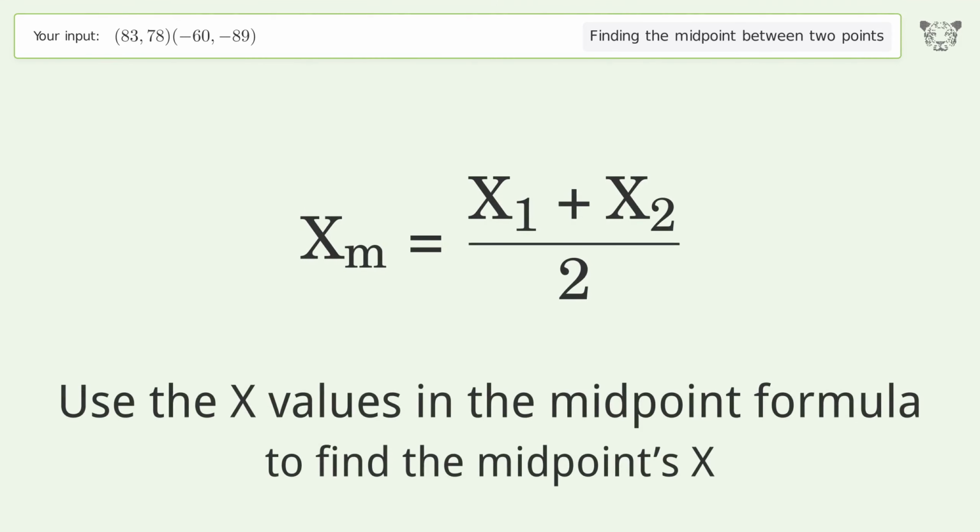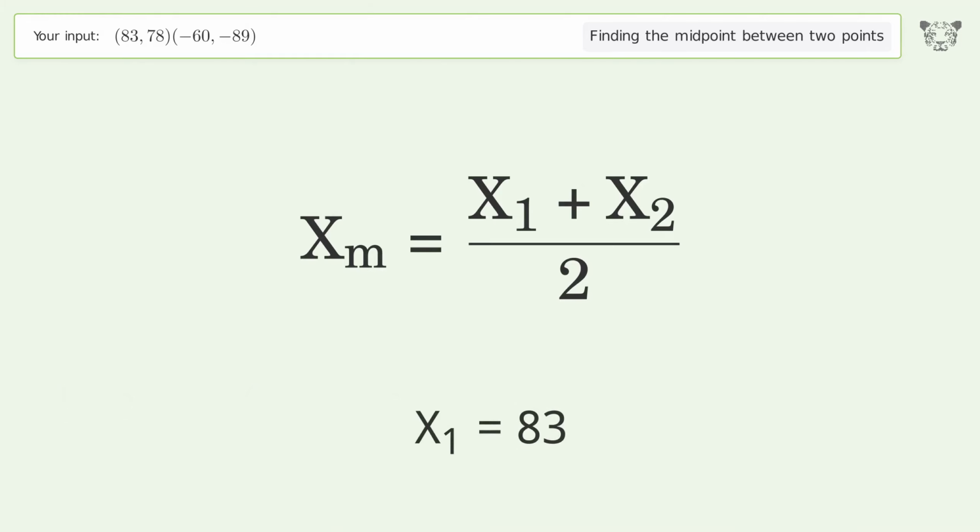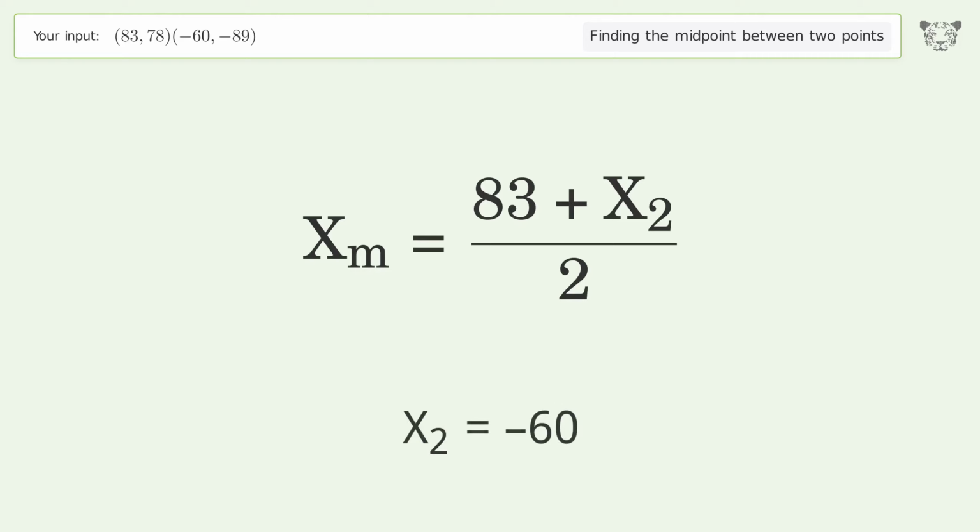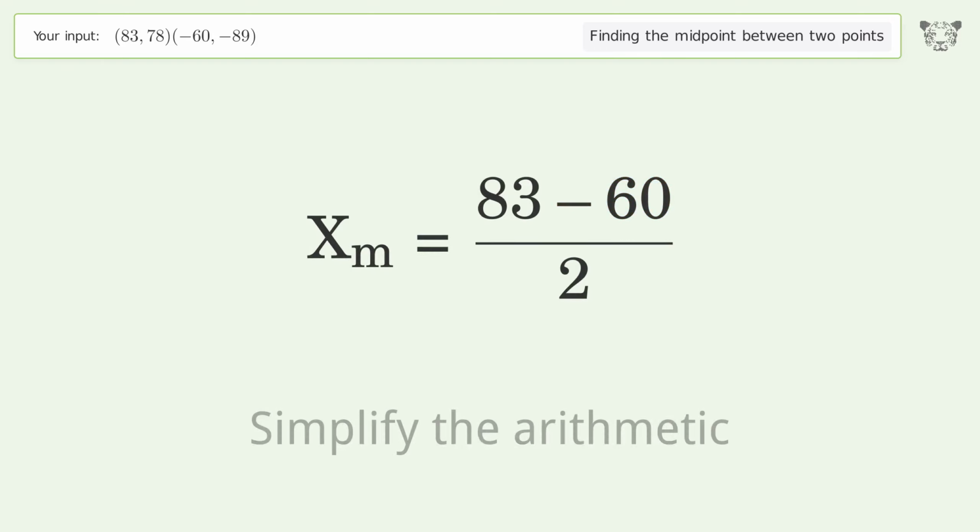Use the x values in the midpoint formula to find the midpoint's x. x1 equals 83. x2 equals negative 60. Simplify the arithmetic.